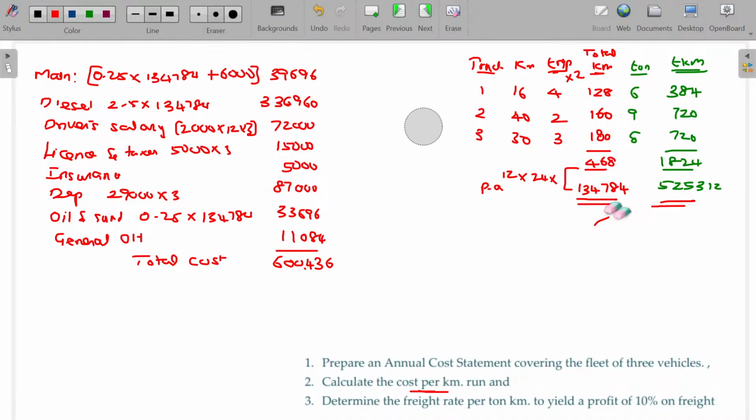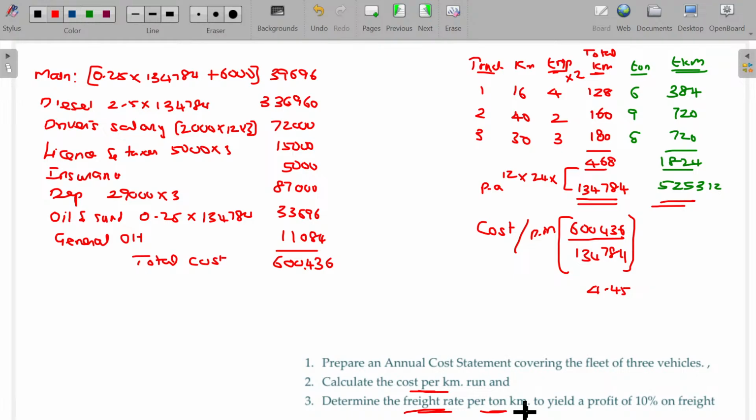Calculate cost per kilometer run. Cost per kilometer run: 6,436,000 divided by 1,34,784. Come on, get me the value: 4.45.